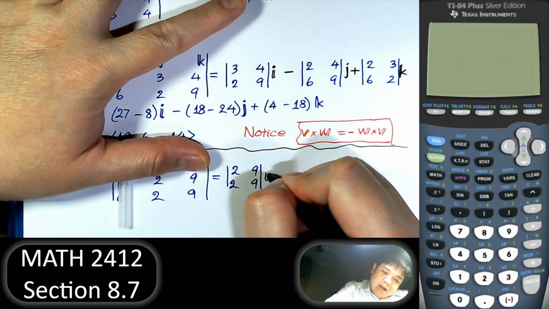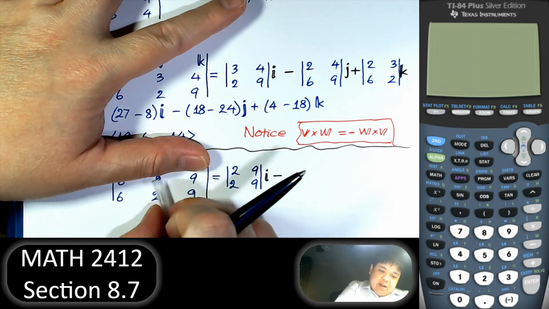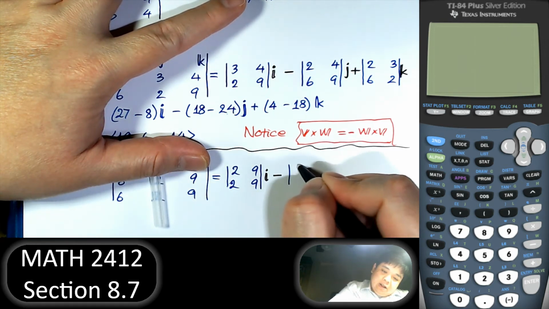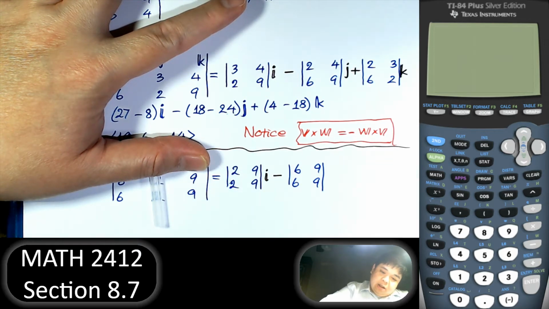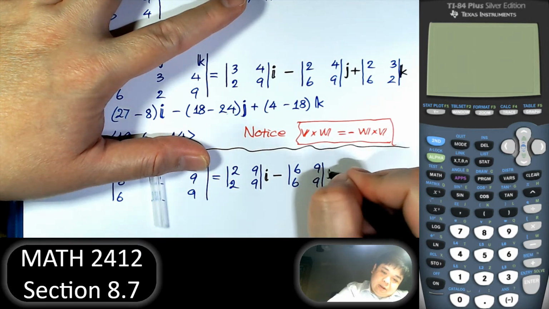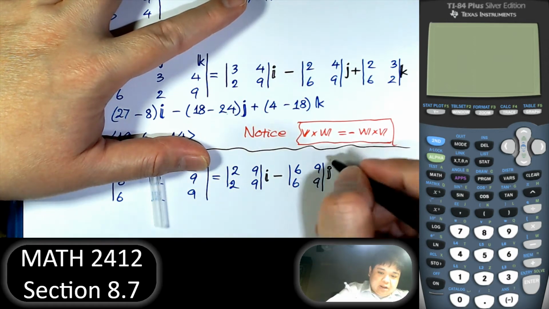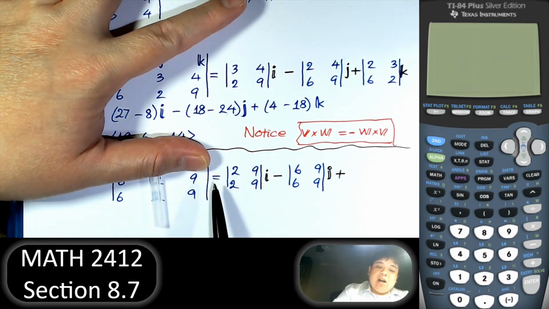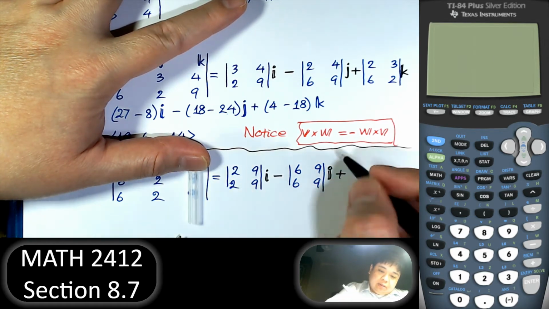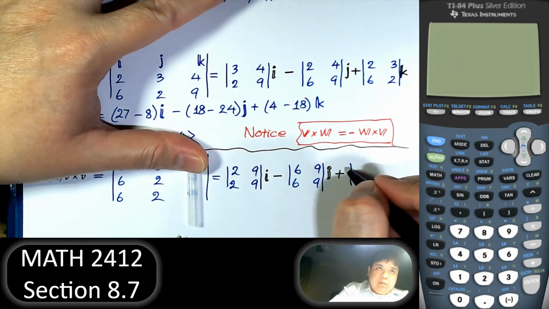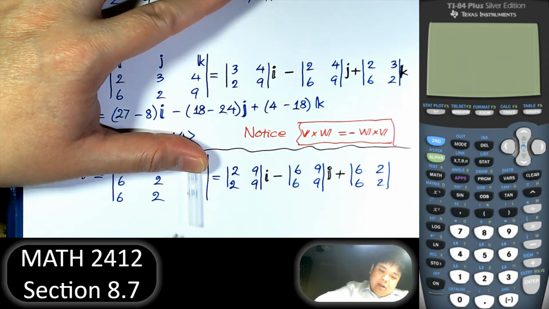For the I component, subtract 6 and 9. The J component, and then plus, minus, plus. The K component, 6 and 2.